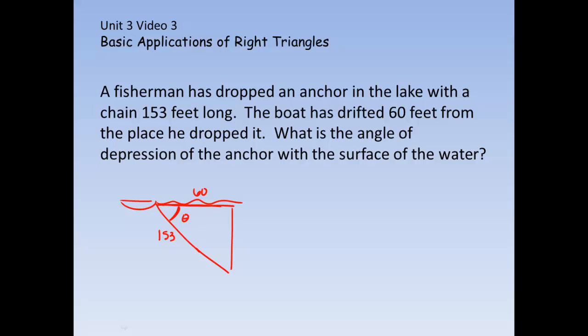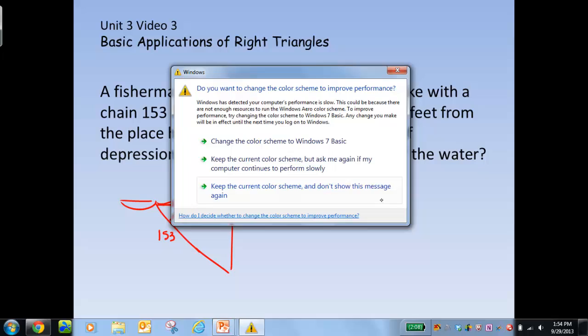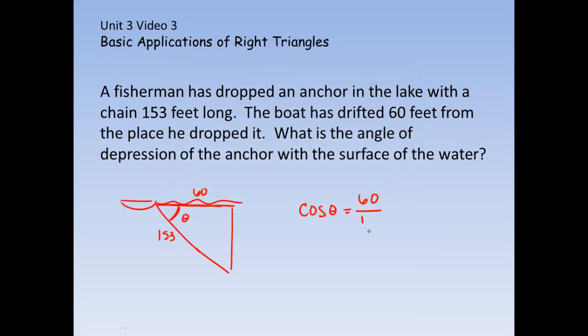So let's go ahead and set that one up. This time I'm looking for an angle, so I will be using our inverse button on the calculator, or that little -1. And we've got here what seems to be the adjacent and the hypotenuse, which is cosine. So the cosine of theta will equal 60 over 153. That means cosine inverse of 60 over 153 will give me my theta value.